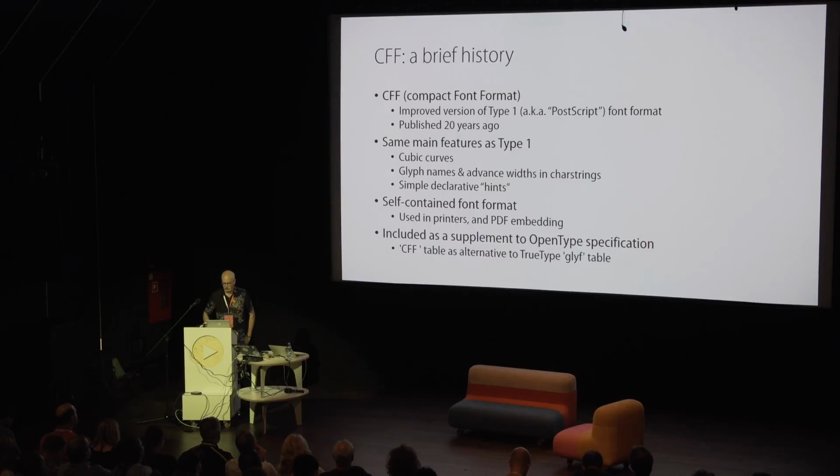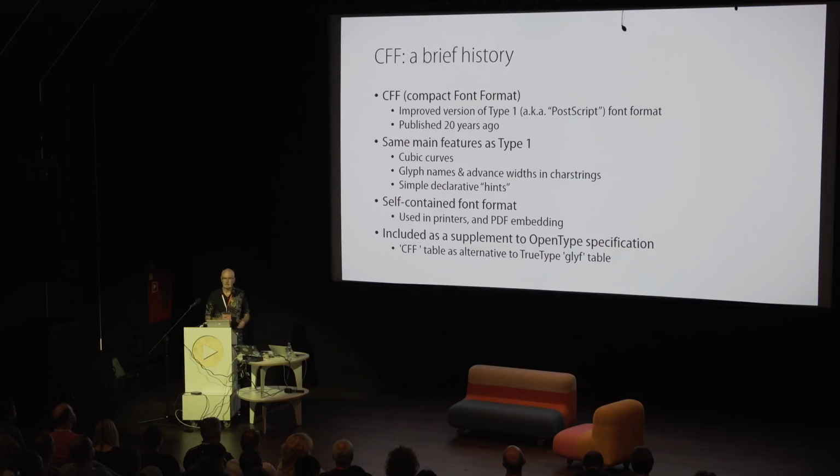But it was just an evolution of Type 1, so it had the same primary features. It still used cubic curves. It had a lot of information in the individual char strings, the glyph names, the advance widths, the hints, and all that. And those hints, of course, were the same simple declarative hints that Type 1 had introduced.